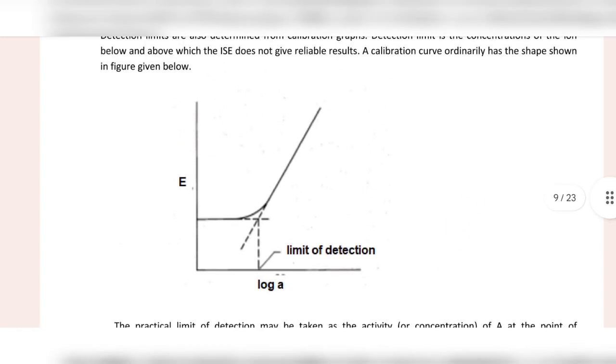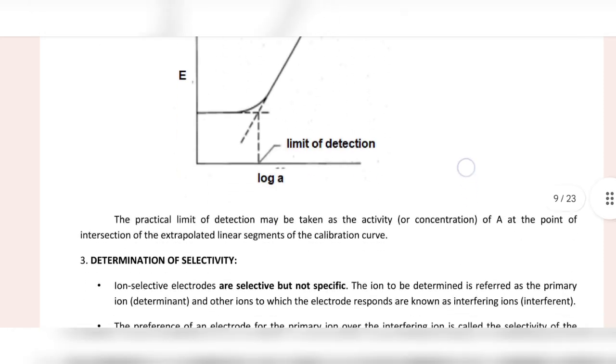Generally, a calibration curve consists of two lines. One is a linear relationship between log A and E, and another line, which is parallel to log A, is obtained. So if we connect these two, then we can draw a slope. If we connect those two lines, then we will get the limit of detection or detection limit.